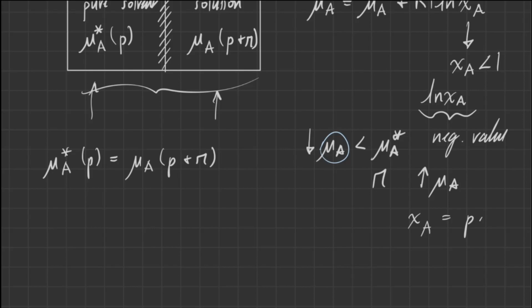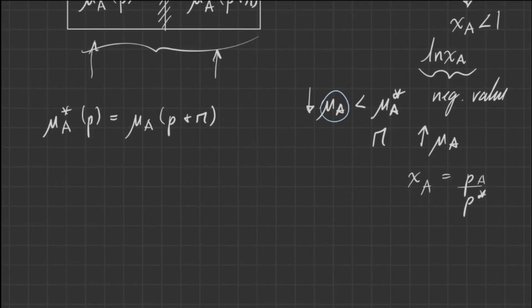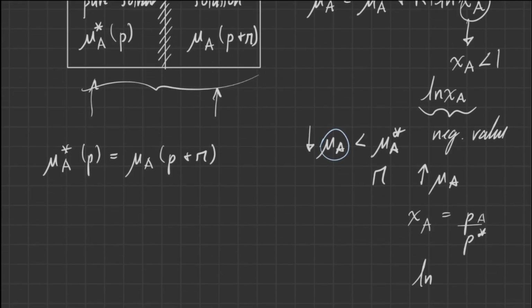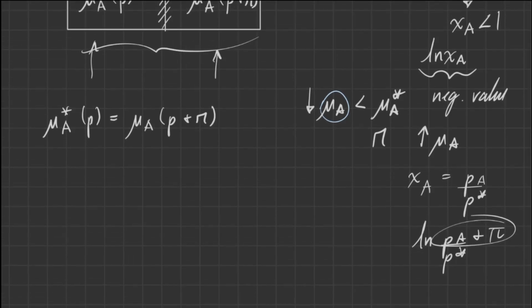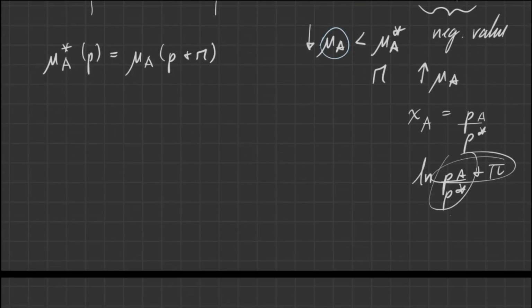XA is equal to PA over P star in ideal solutions, so you can substitute that in for a PA over P star. And if you add an osmotic pressure right here, that's going to make this fraction greater than 1, and then this natural log is going to return a positive value, and your chemical potential is going to be greater than the standard.